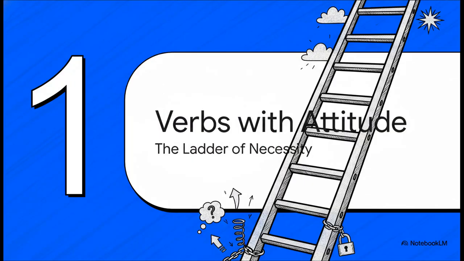So, how do we get a handle on all this? Well, the trick is to stop thinking of these as just a random list of words and start seeing them on a scale. And to do that, we're going to use this really simple but powerful idea, the ladder of necessity. It's the perfect way to visualize the exact level of pressure or freedom that someone's trying to communicate.